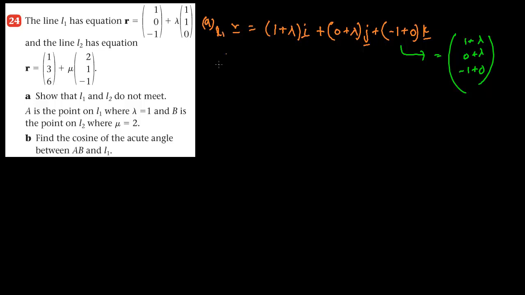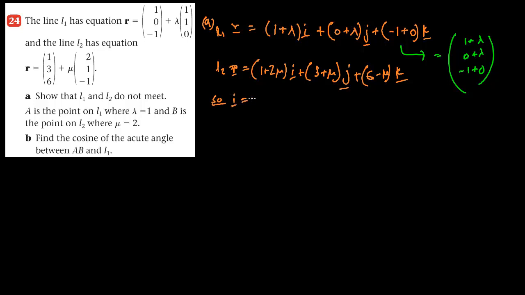This is L1. Now L2 would be (1 plus 2 mu)i plus (3 plus mu)j plus (6 minus mu)k. The first thing we do is form equations by equating i to i, because if they intersect they should be in the same position.